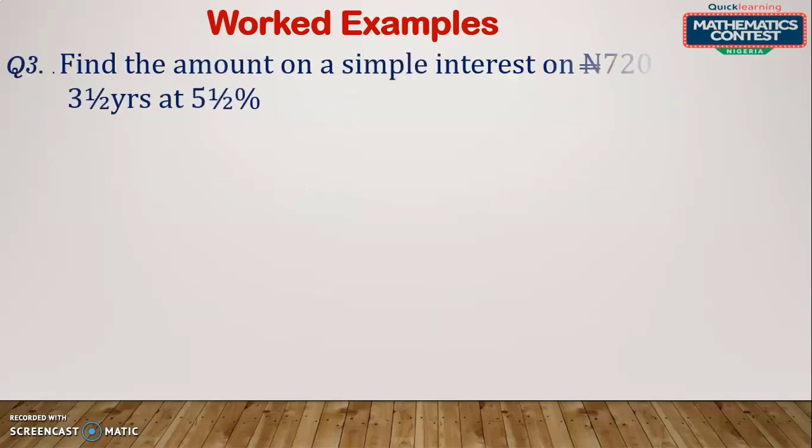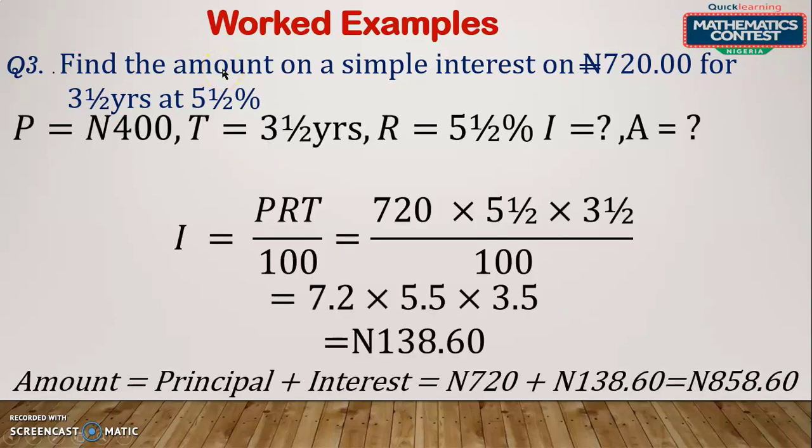Now let's move on to the next question. In this case, we're asked to find the amount on a simple interest of 720 naira for 3.5 years at 5.5%. Now in this case, we're asked to get the amount. This is how to actually solve it. State your parameters as well. Principal is 400 naira, time is 3.5 years, the rate is 5.5%. We don't know the interest yet, and we don't know the amount yet. So the first thing to do is for us to get the interest.